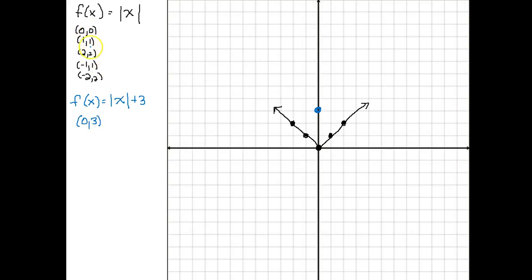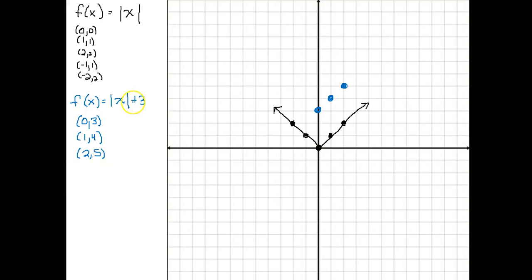All these y values in these points are going to increase by 3. 1, 1 shifts up 3. 1, 2, 3 ends up here. And you're left with 1, 4. 2, 2 shifts up 3. 1, 2, 3. You end up right here. You end up with 2, 5.